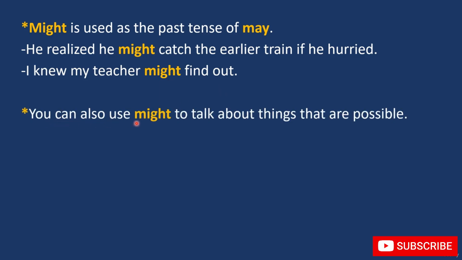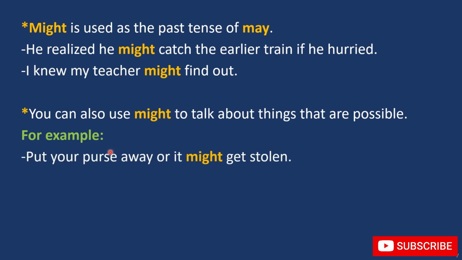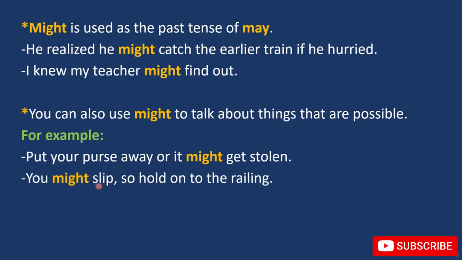You can also use might to talk about things that are possible to happen. This is like may also. I may travel, I might travel. For example, put your purse away or it might get stolen. So it means that maybe 30% or 20% it might get stolen. You might slip, so hold on to the railing.